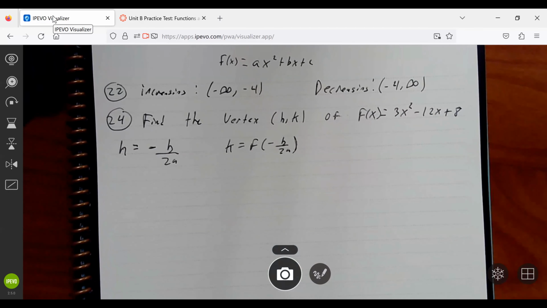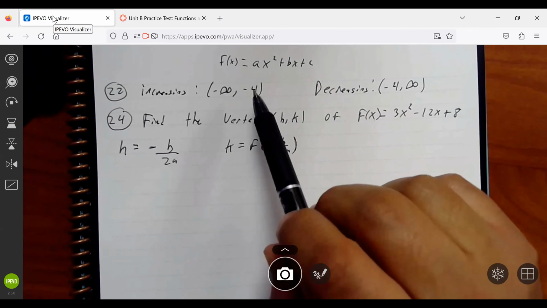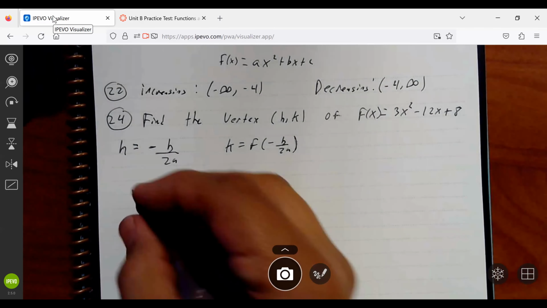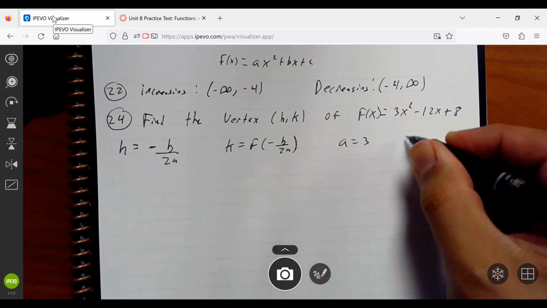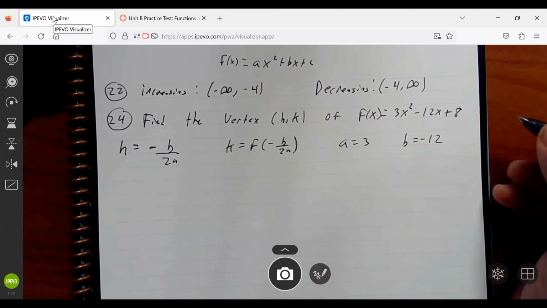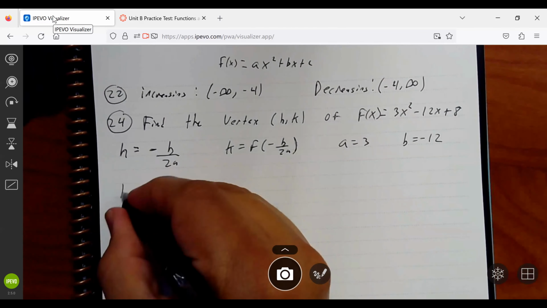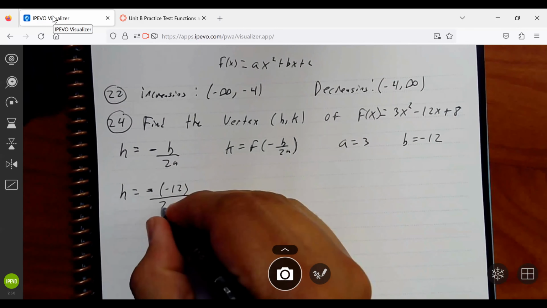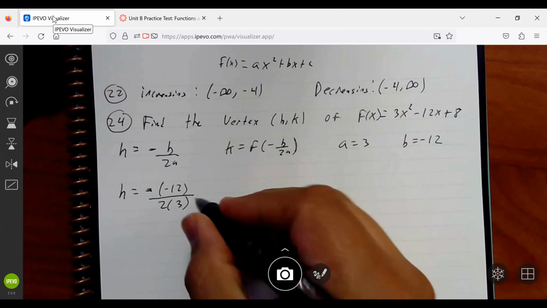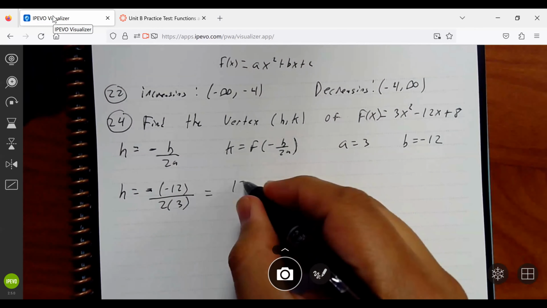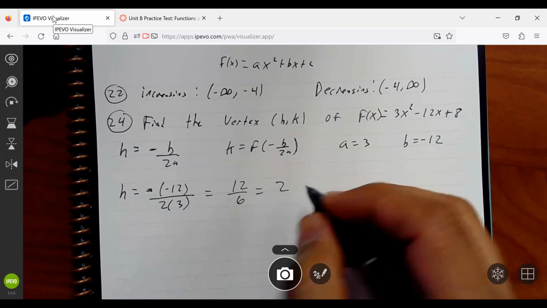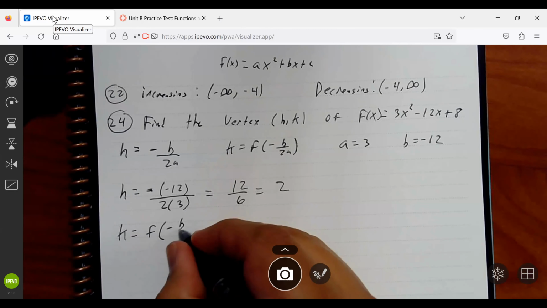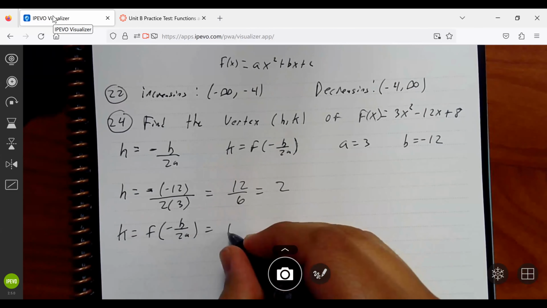Okay. So ABC, they're referring to this, right? Here's my A and B. So A is 3, B is negative 12. So h will be equal to negative 12 over 2 times 3, which will be 12 over 6, which is 2. K will equal f at that number that we just found, which will be f of 2.